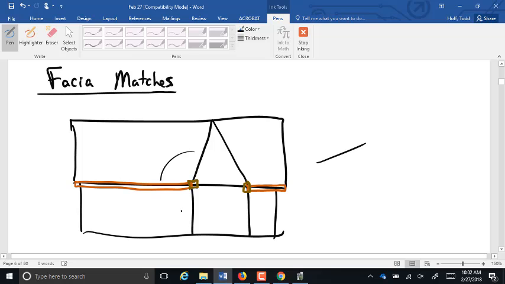You don't want to have a step up or a step down there, right? So what we're looking at is in this corner here, you have those roofs come together. You want this fascia here to line up with that fascia there. You don't want this to be down lower or something like that. So how do we make that happen?